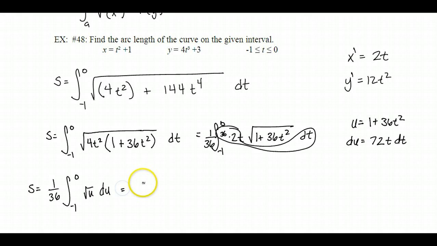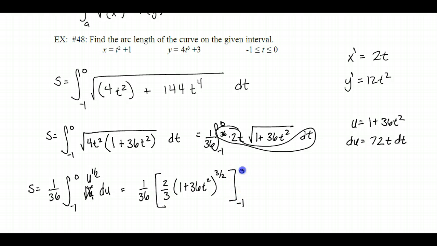And it's a preference thing, so this one, because I wrote it, I'm just going to leave it in terms of t. Therefore, when I integrate, and this is obviously u to the 1/2, my u value, which is 1 plus 36t squared, now that goes to the 3/2 times 2/3. And now from -1 to 0, so I have to go back in terms of t here. All right, to simplify, plug in your 0. If I plug in a 0, that's 0. 1 to the 3/2 will give me 1, times 2/3 is 2/3, times 1/36 is going to give me, I believe, 1/54.